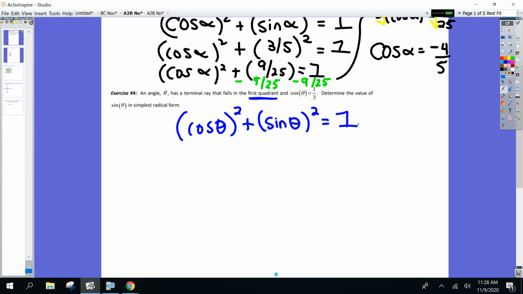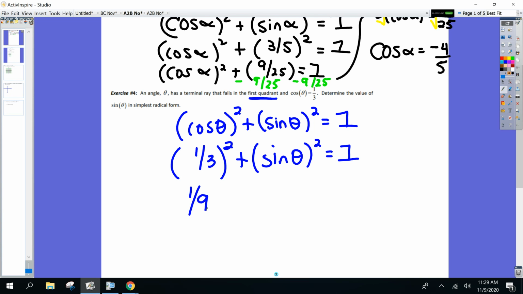Okay, it says cosine is 1/3. So everyone go ahead, 1/3 squared. We're going to get sine by itself now. Same thing, square it and then move it over. So 1/3 squared, 1/9.